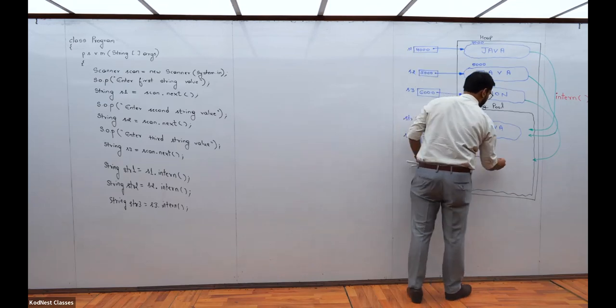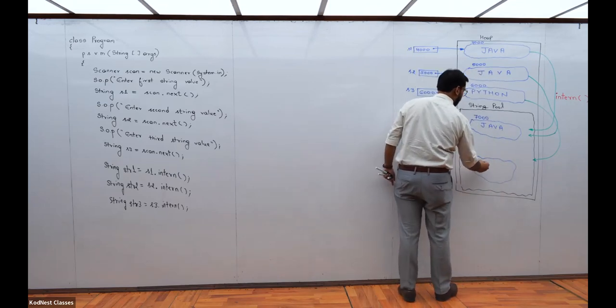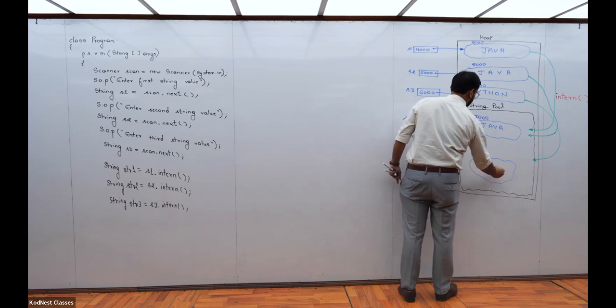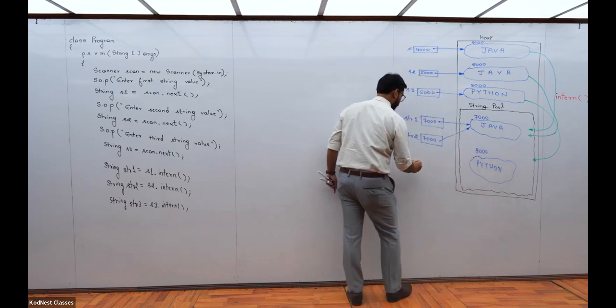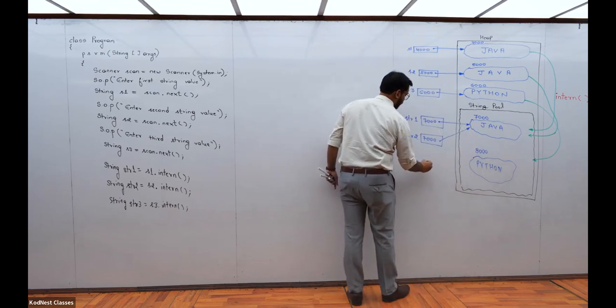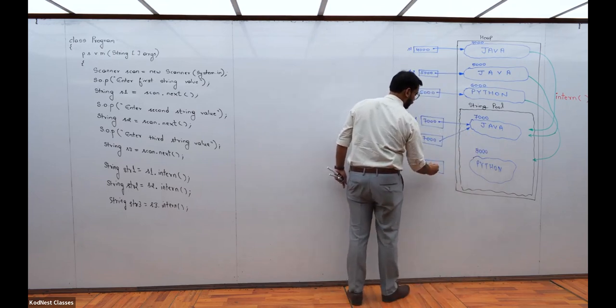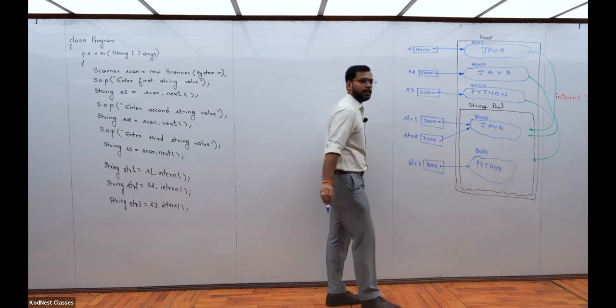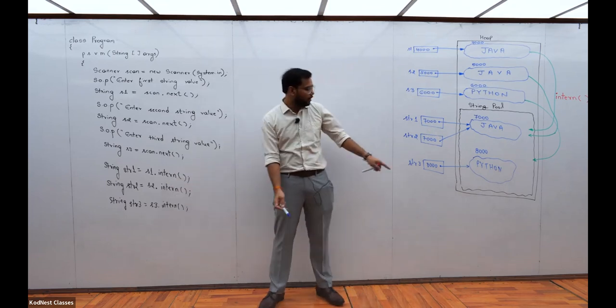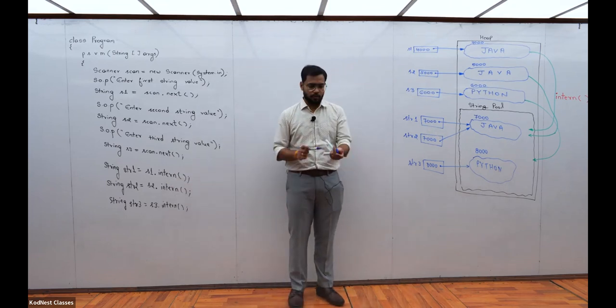So here, because Python is not available so far, a new string object will be created, Python, with a new address 8000, and the address you are storing in str3 is 8000, and this will be pointing towards this Python. Whatever you have been told there, same thing will be happening here also.